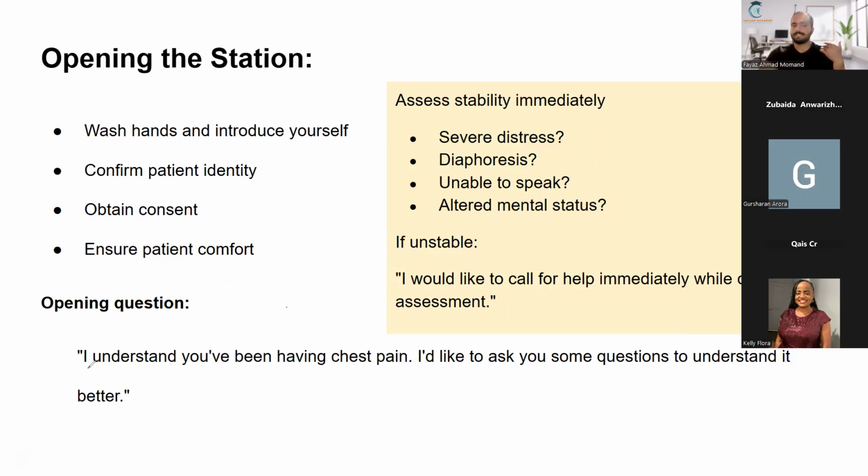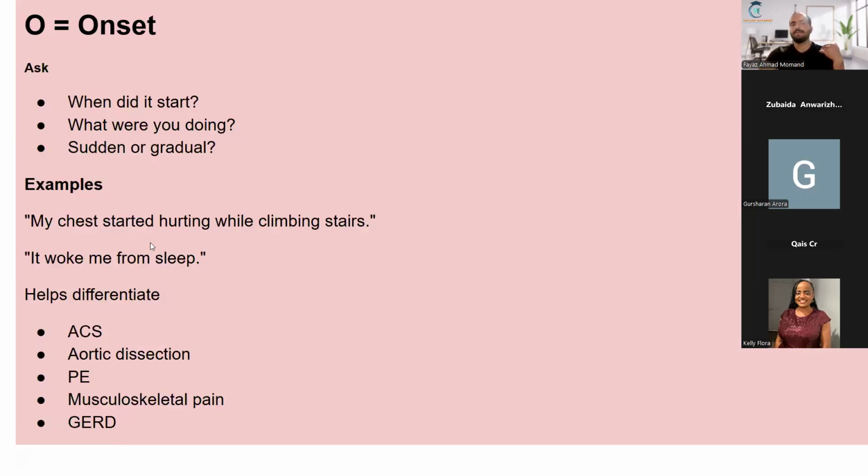You can start like this. I understand you have been having chest pain. I would like to ask you some questions to understand it better. Or you can say, what seems to be the problem? Or, tell me more about your chest pain. An open-ended question. This will open up the conversation. The patient is going to say, oh, I started feeling chest pain.